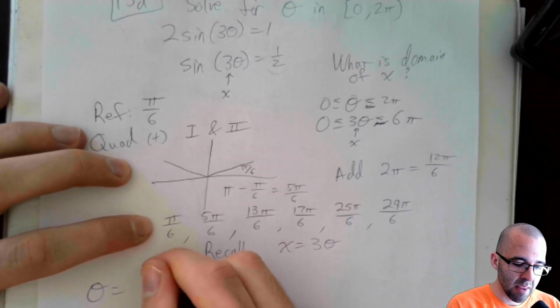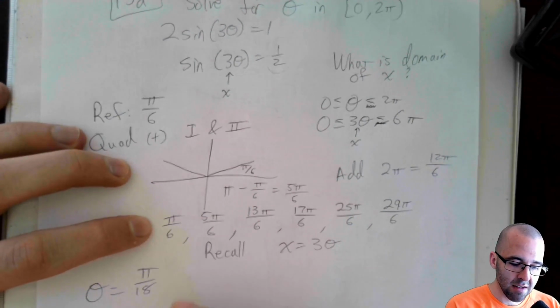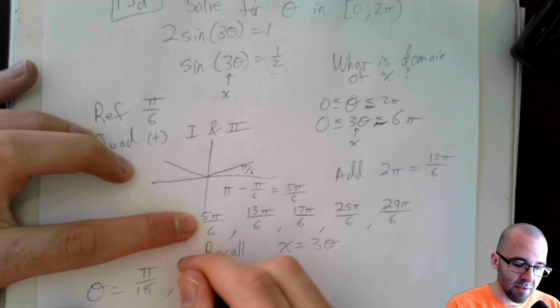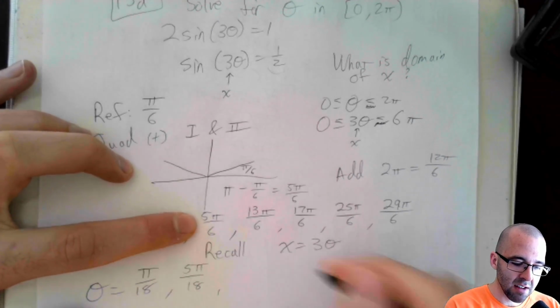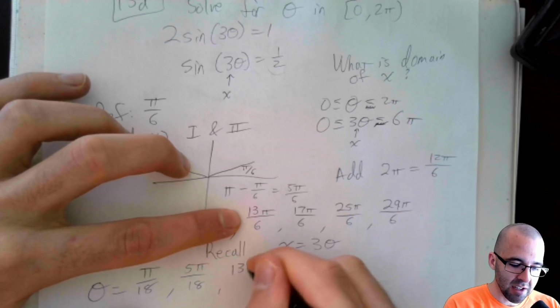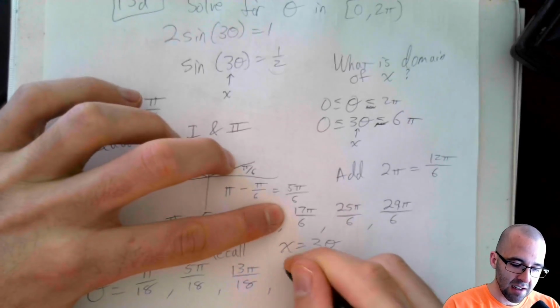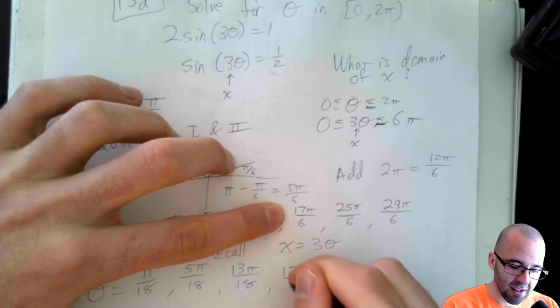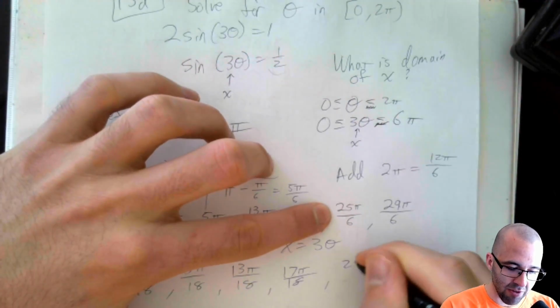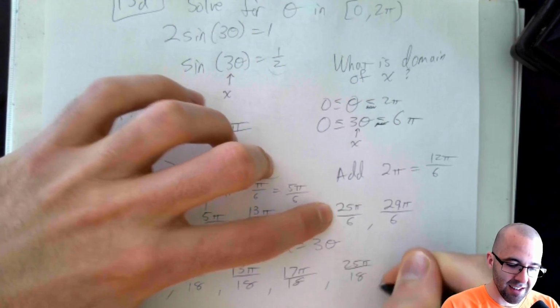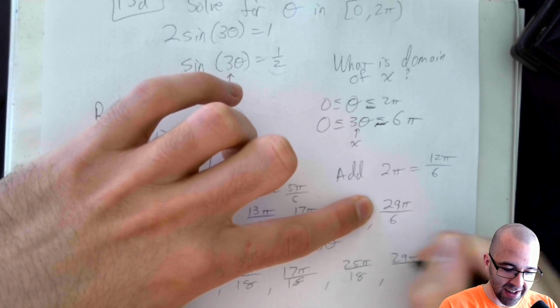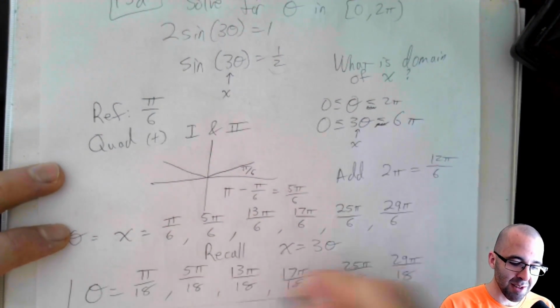This becomes pi over 18. Divide this by 3, 5 pi over 18. Divide by 3, 13 pi over 18. 17 pi over 18. 25 pi over 18. 29 pi over 18. And these ones are pretty tricky too.